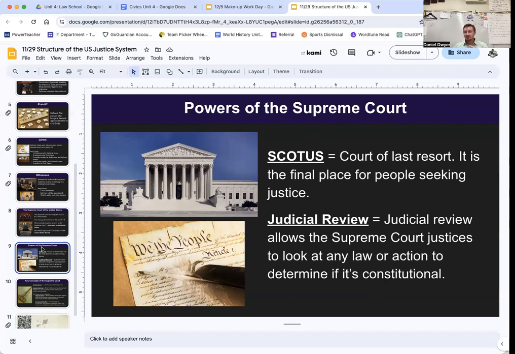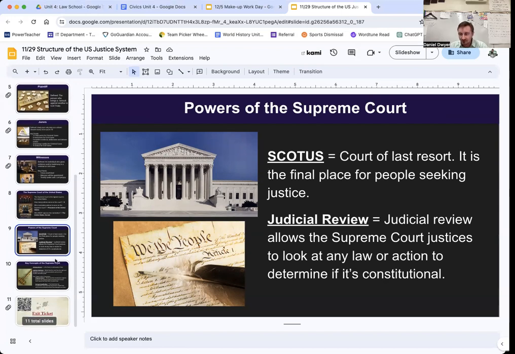Judicial review is basically saying the Supreme Court has the opportunity to review laws that Congress passes to determine if they follow the Constitution. Again, the Constitution is like the backbone of our laws. If it violates the Constitution, it is not constitutional. It can't be a law, essentially.